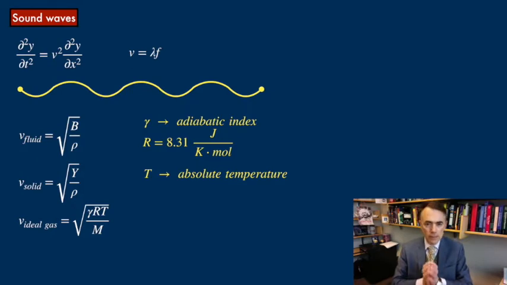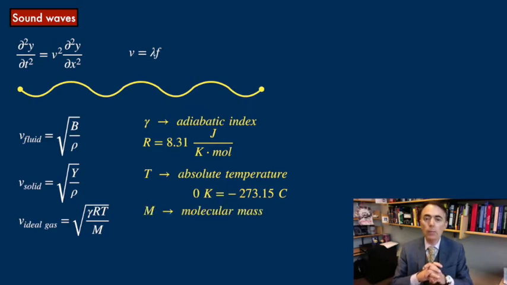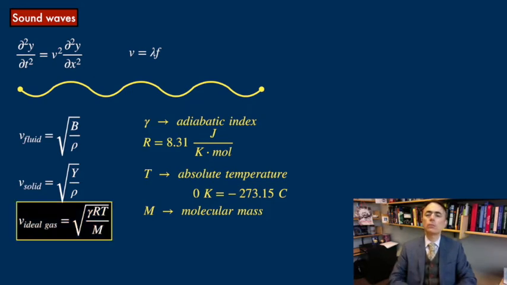Remember that 0 degrees Kelvin corresponds to minus 273.15 degrees Celsius. M is the molecular mass. This equation tells us that the speed of sound in a gas depends on the gas and on the temperature. The higher the temperature, the higher the speed.